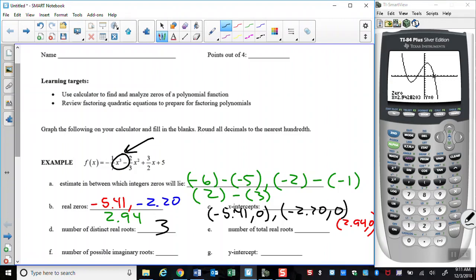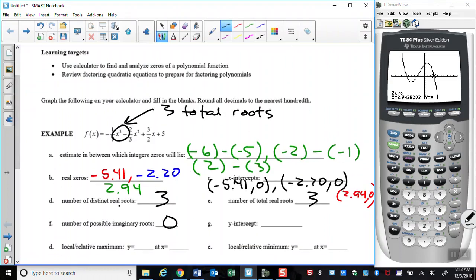Okay, which is 3. Okay, remember, total roots and total real roots are different, because total roots could combine real with imaginary. So total real roots come from the x-intercepts, including multiplicity. Well, each of the multiplicities are just 1. Okay, so your total real roots are 3. If there's 3 total roots, and there's 3 real roots, there cannot be any imaginary roots. Okay?